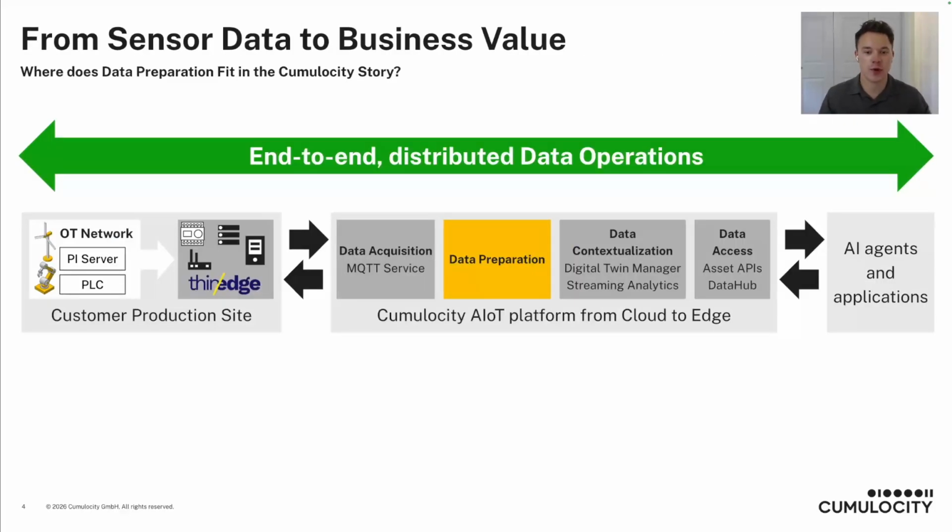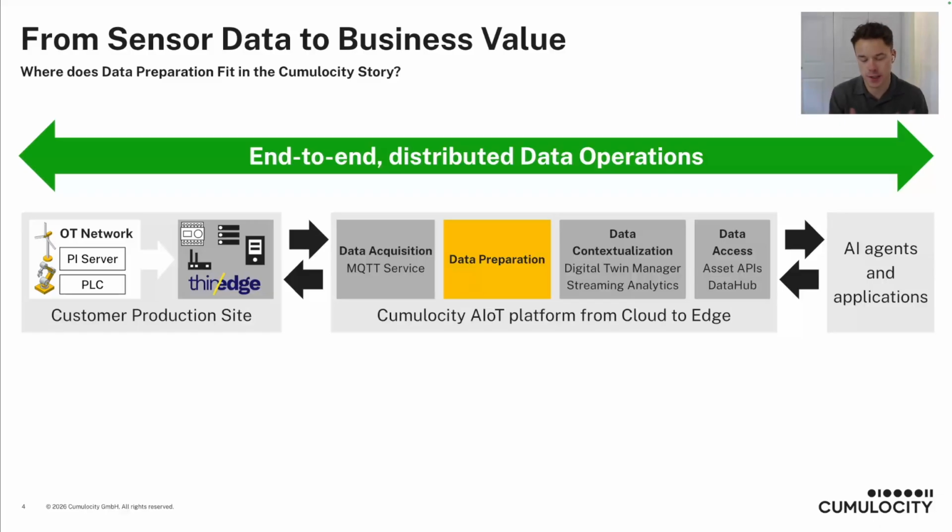So where does data preparation sit within the flow of your data operations? On the left-hand side here, you see your production site. This is where your devices are. Maybe you're connecting them via Thin Edge or via the MQTT service, whatever you're doing, right? But once that data is in the cloud, it's important that we transform that data. So after you ingest that data, that's really when the data preparation layer comes in. And then you use that downstream in Cumulocity with things like Digital Twin Manager or Streaming Analytics. And then as you offload it, you have your asset APIs, your data hub, etc.